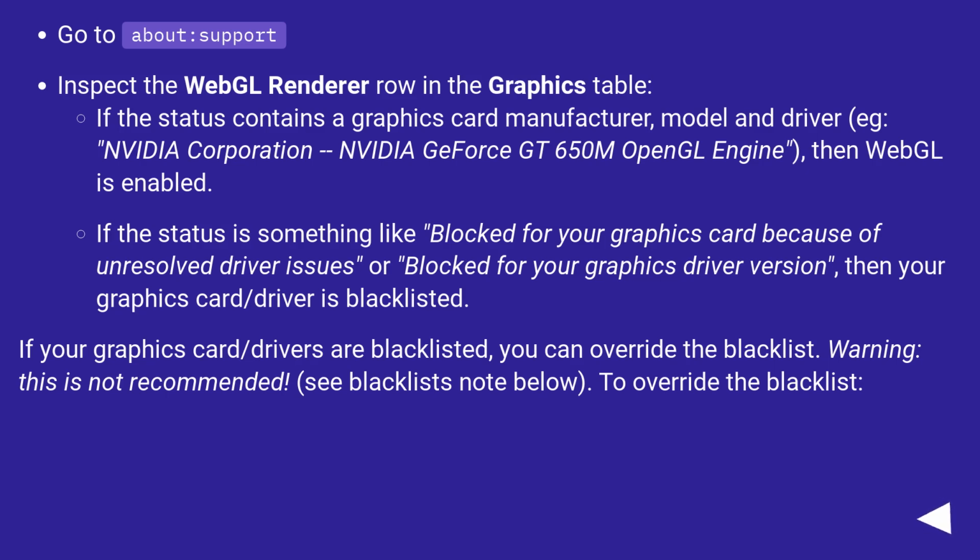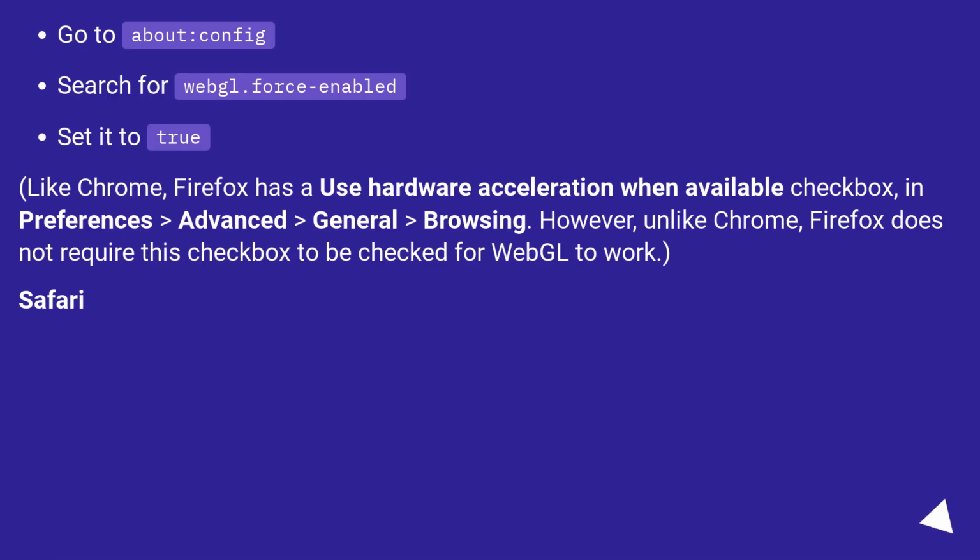If your graphics card/drivers are blacklisted, you can override the blacklist. Warning, this is not recommended. See Blacklist note below. To override the blacklist, go to about:config. Search for webgl.force-enabled. Set it to true.